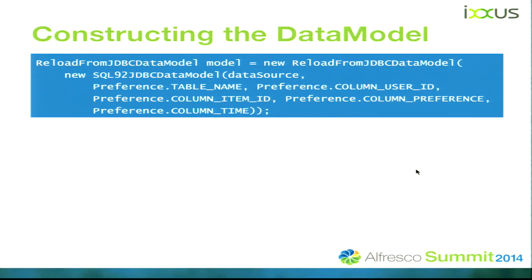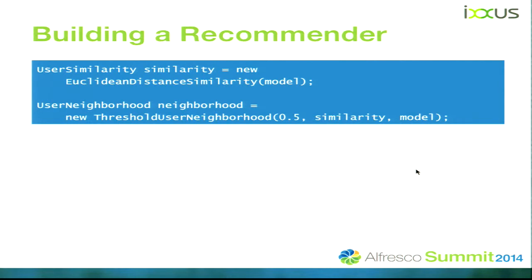So then we have to construct a recommender. And as we saw from that funnel, it needs a few bits of information first. So we're telling it to use Euclidean distance, so that's the measurable distance. And we're telling it the data model to use. We then specify the neighborhood, and in this case, a threshold neighborhood. And the first value means that they have to be sort of at least 50% similar.